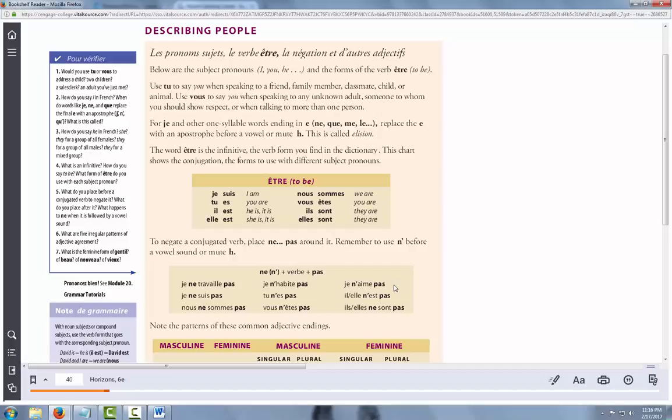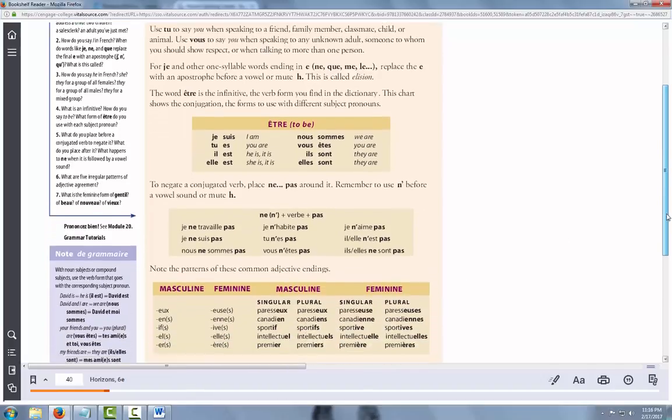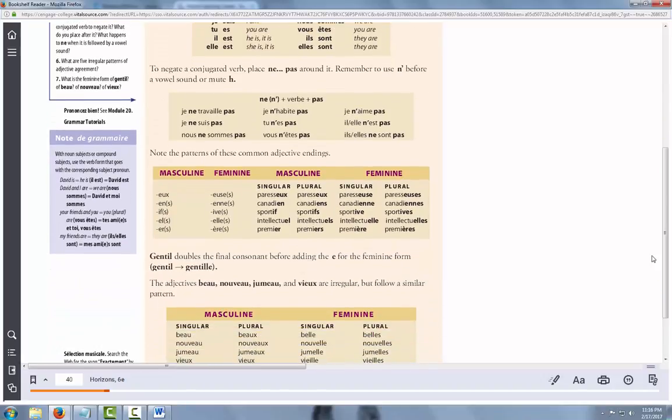Je n'aime pas, I don't like. Je ne suis pas, I am not. Tu n'es pas, you're not. Il n'est pas, he is not. Nous ne sommes pas, we are not. Vous n'êtes pas, you guys are not, or you are not, addressing one person respectfully. Ils ne sont pas, they are not. This is for the verb être in a negative form.